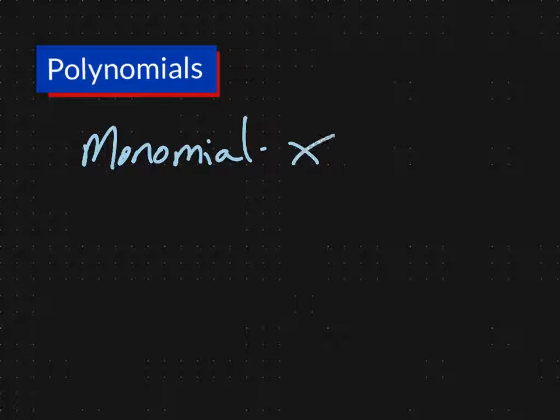Polynomials are often categorized by the number of terms they contain. So one type of polynomial is a monomial. And that's an expression with only one term. So for example, x is a monomial. Or y squared, that's a monomial as well. It's only one term. Or xy is a monomial. Now in the last example there are two variables, but they're multiplied together, so it's only one term.